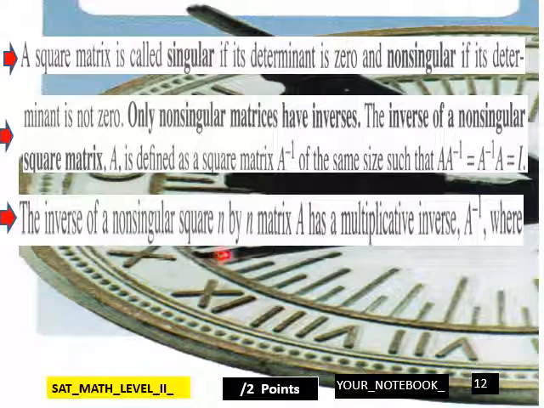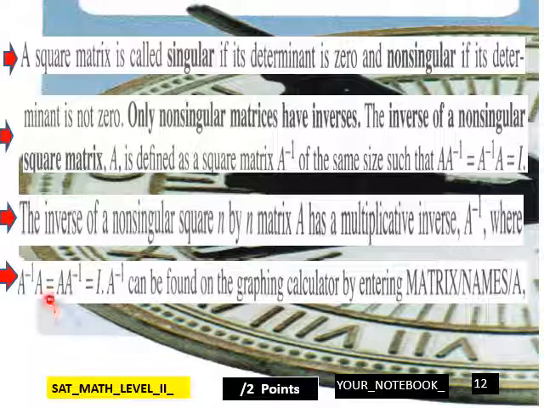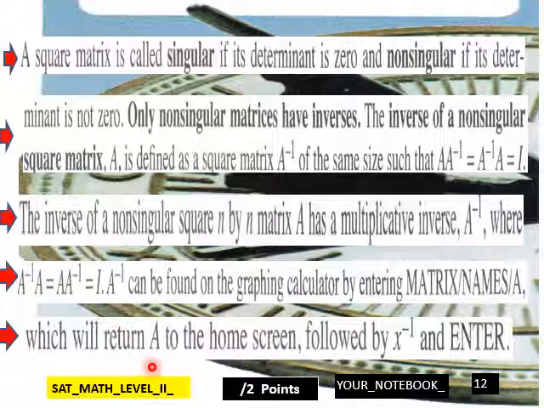The inverse of a non-singular square n by n matrix A has a multiplicative inverse, the inverse of A, where the inverse of A times A will equal A times the inverse of A, which will equal an identity. The inverse of A can be found on the graphing calculator by entering matrix names and then A, which will return A to the home screen, followed by the inverse x, and enter. So there are different ways you can work with this by using your calculator.